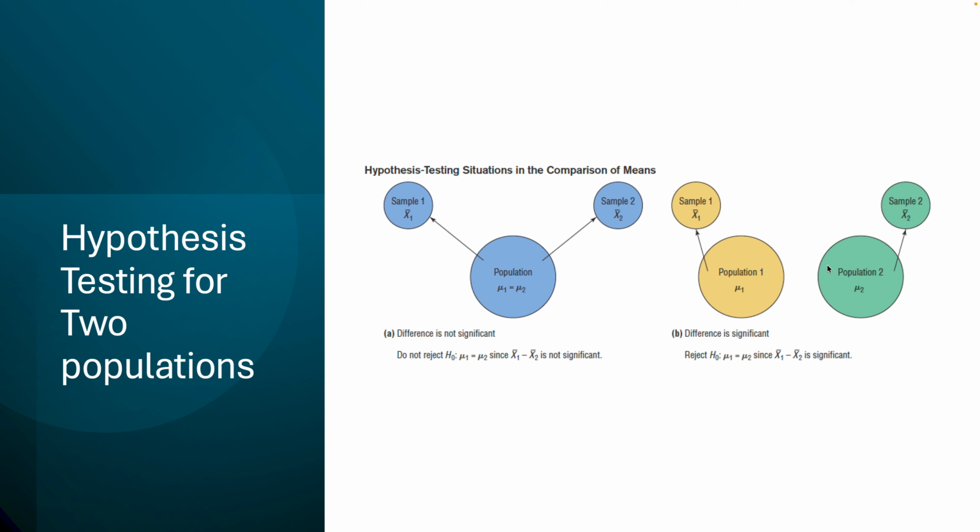Oftentimes, we may be provided with two samples, and we may be asked whether these two samples originate from the same population or two different populations. Now, whether the same population means the same set of subjects or the two populations exhibiting similar behavior.